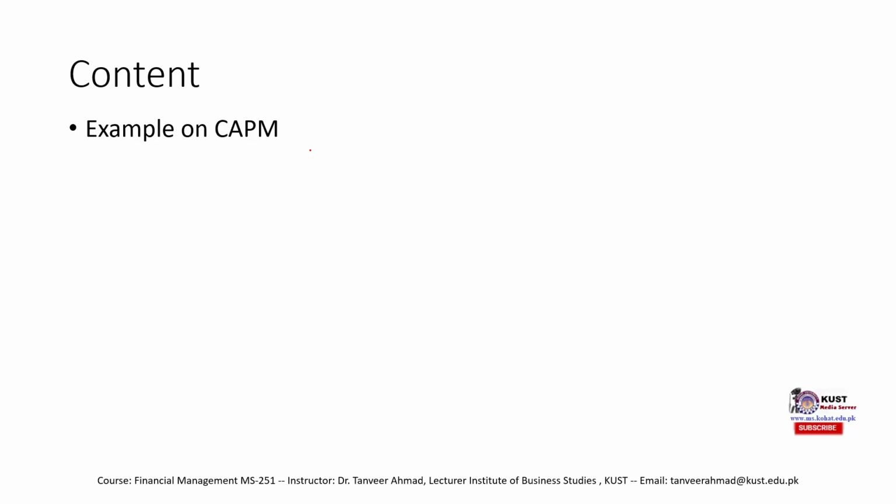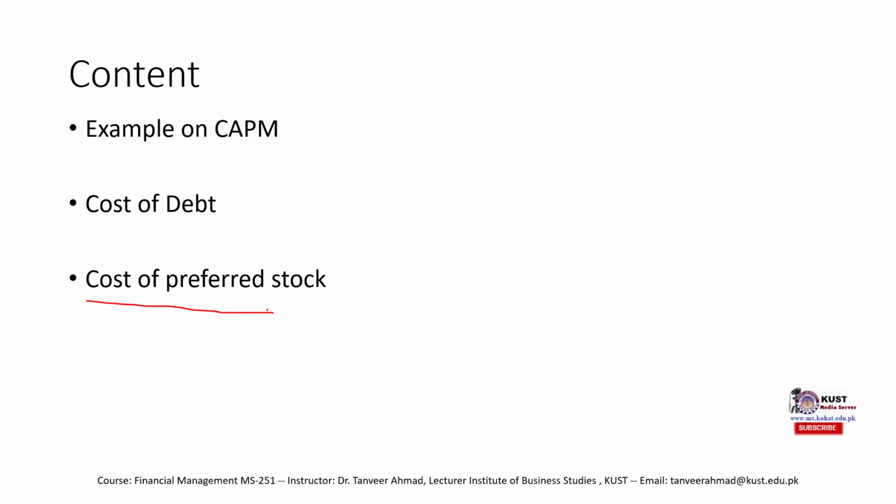So in the previous lecture we discussed the CAPM model, but in this one we are going to solve certain examples of the CAPM model. Then we are going to explore how we find, or estimate, the cost of debt and the cost of preferred stock. Once we are done with the three components, the cost of equity, the cost of debt, and the cost of preferred stock, then we are going to input these costs in the WACC formula.